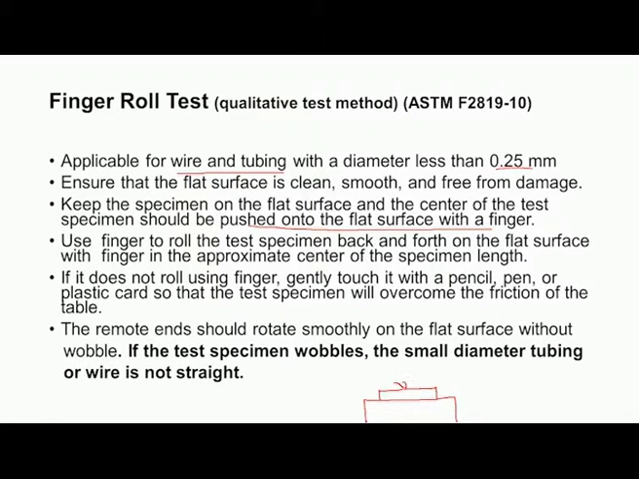So, using a finger we should push this, move it, and roll it. If it does not roll, we can always take the help of a pencil, pen, or plastic card, so that the specimen overcomes the friction and starts to roll. Now, when we roll the specimen in this fashion, the remote ends, this end and this end, should rotate smoothly on the flat surface without any wobbling. If there is any wobbling, it indicates that the specimen is not straight.